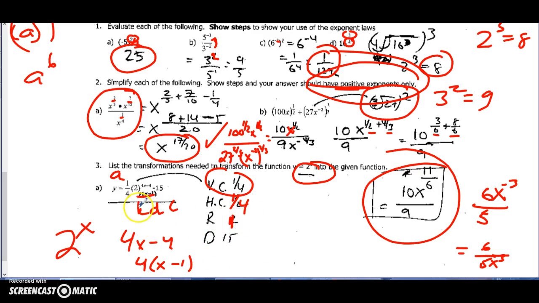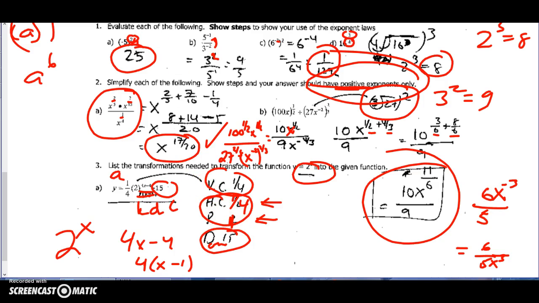So I messed this up here. Horizontal compression of a quarter, right 1, and then down 15. Again, vertical first, then these two are horizontal, and there's a trick to them. Negative is to the right, positive is to the left, and then finally I end up with C as 15, which is down, sorry. I never noticed that before.